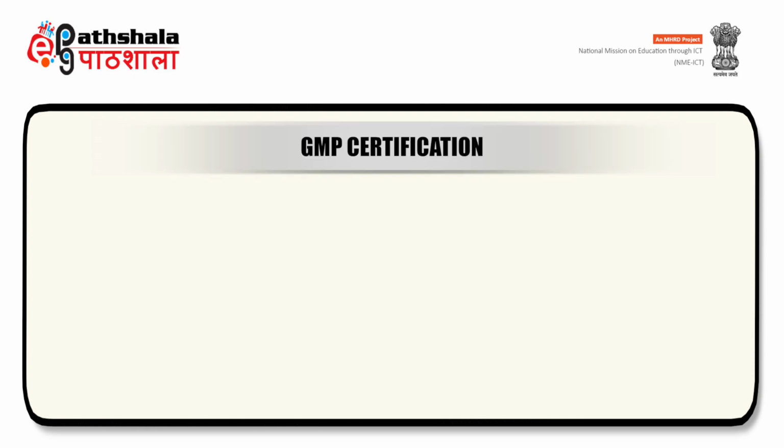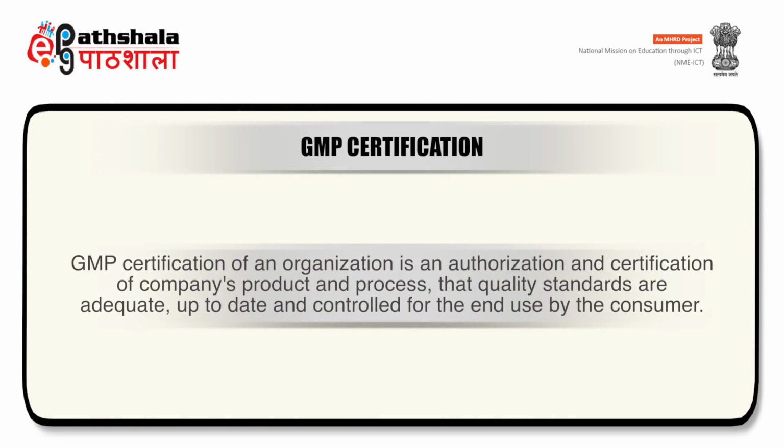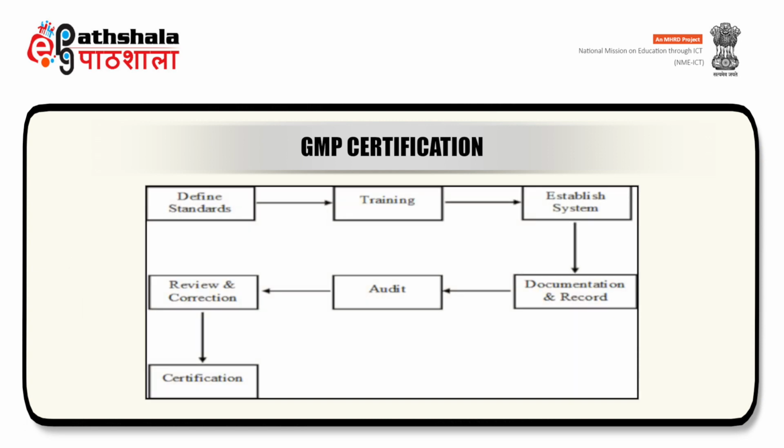Now the GMP certification. GMP certification of an organization is an authorization and certification of company's product and process that quality standards are adequate, up to date and controlled for end use by the consumer. Steps for GMP implementation are defining standards, training, establishing system, documentation and record, audit, review and correction, and finally certification.